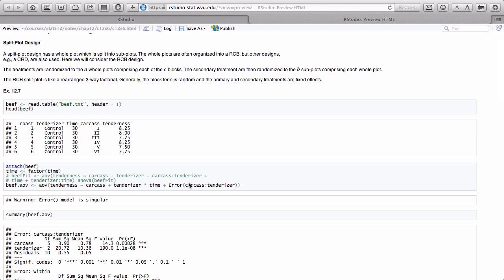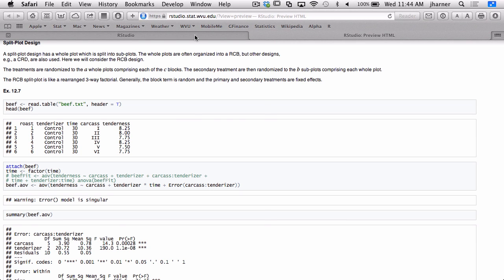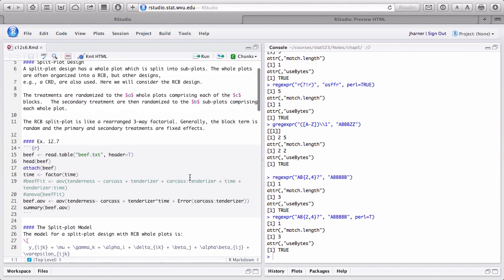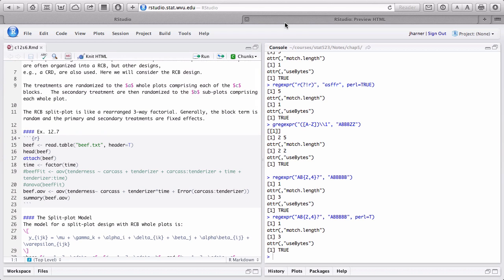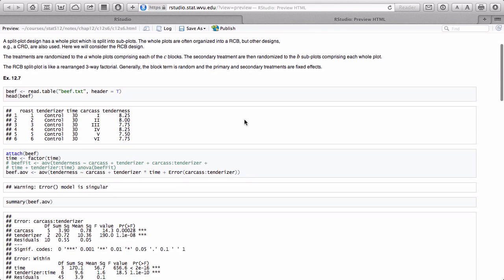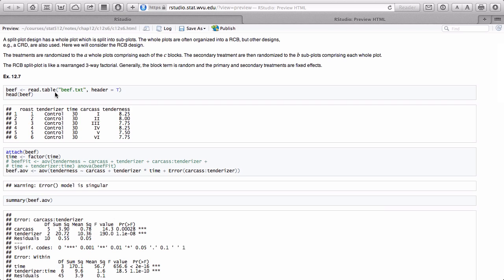Now we have a file called beef.txt, and here's the .Rmd file. When I ran this, it was just in a table, and it has the headers in it, so I just did a read.table. It creates a data frame. And saying head(beef) just prints out the first 6 observations of that data frame.